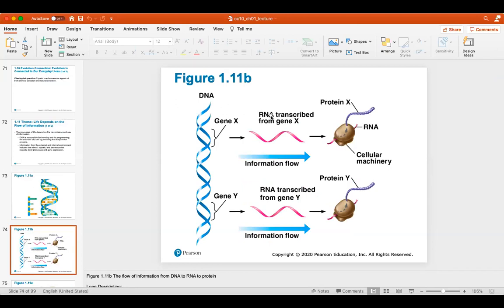RNA is transcribed from gene X. So information is put into an RNA strand, which is then taken to create proteins in a cell. Gene Y is used to make an RNA transcription, or a copy of that gene, and the information flows to a component of a cell called a ribosome to create protein Y. So we get these different proteins, X and Y, from different strands on their DNA through a flow of information.